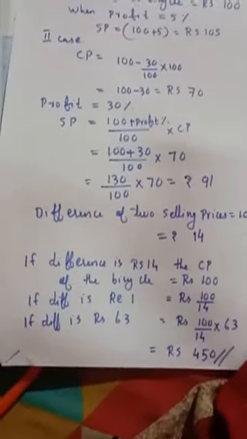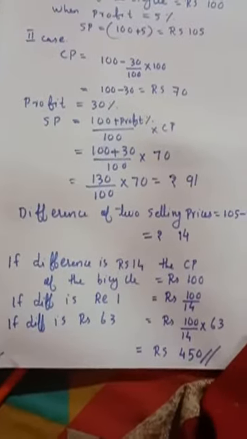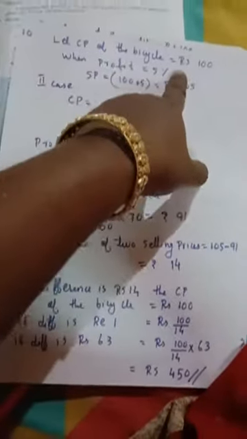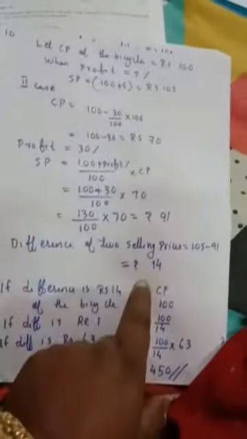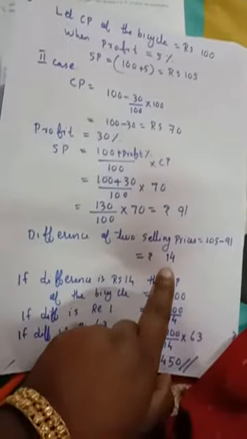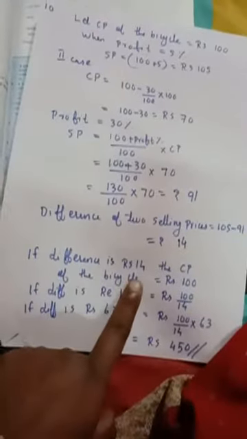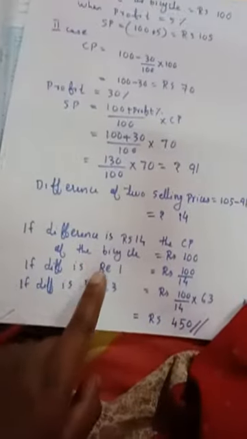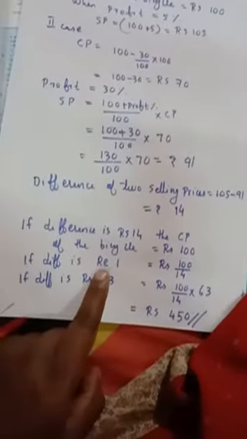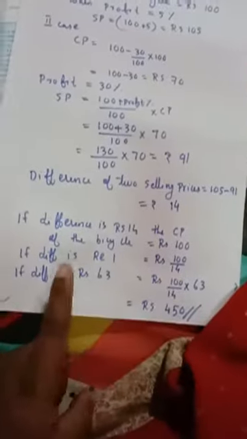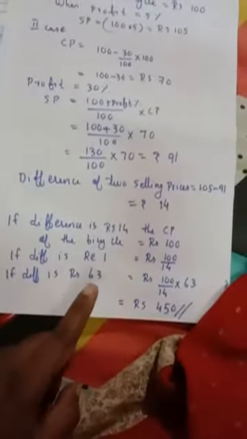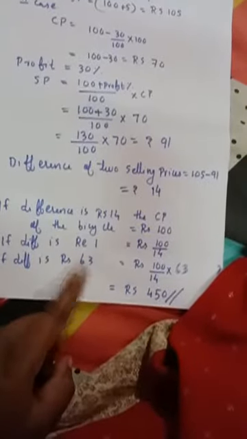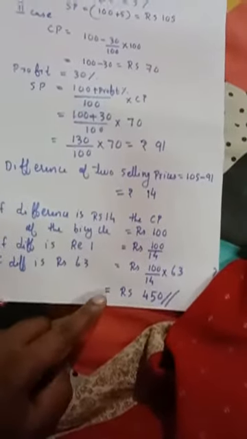Now difference is 14, then CP is 100. Here CP 100, at that time our difference in SP is 14. So difference in SP 14, then CP is 100. And the difference in SP 1, then what is the CP? 100 by 14. Then if the difference on SP is rupees 63, what's our CP? 450. Okay.